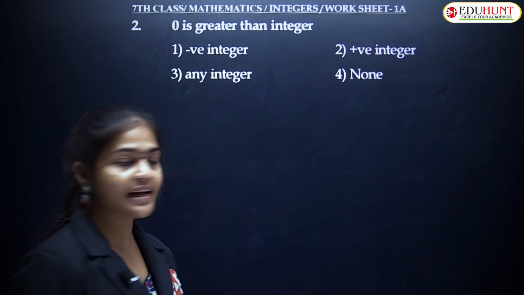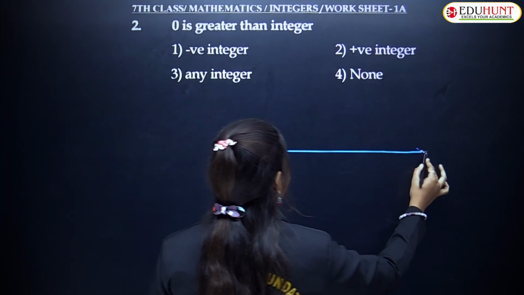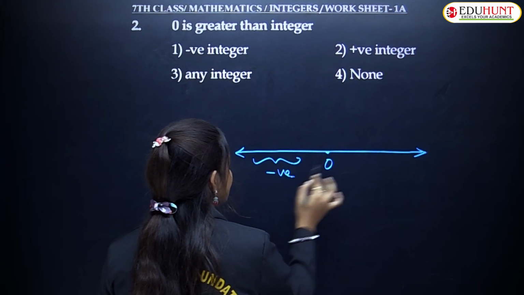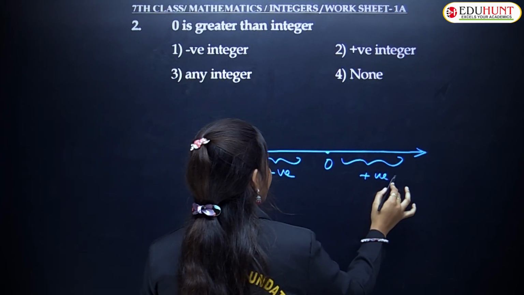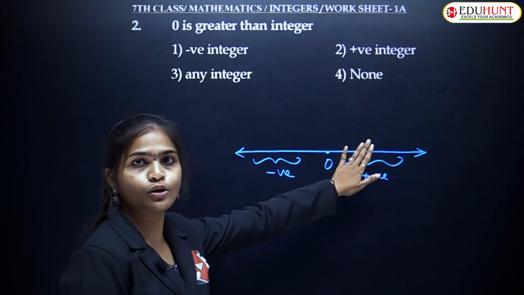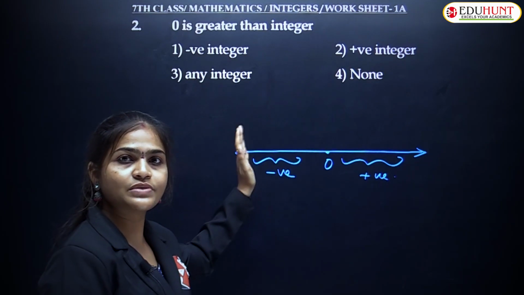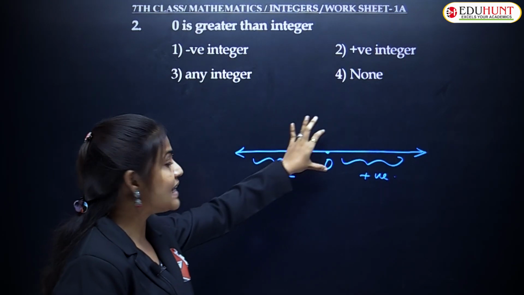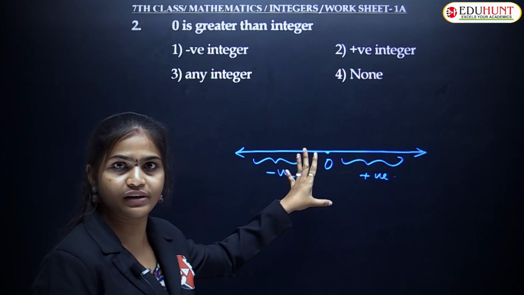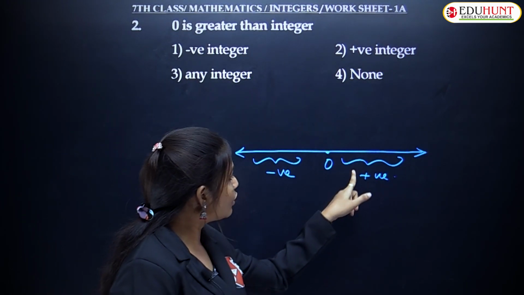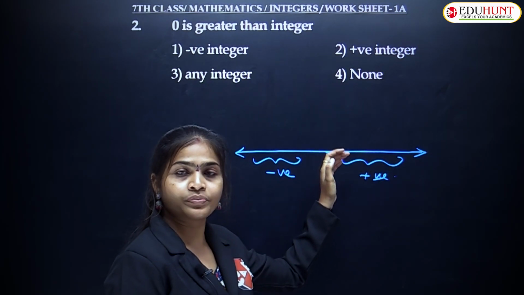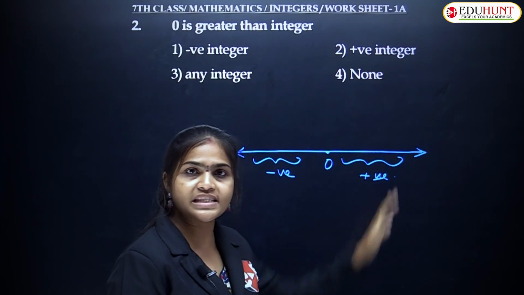0 is greater than. While you are observing the number line, here is 0, here are the negative integers, here are the positive integers. Right side of 0, all the values are positive. Left side of 0, all the values are negative. And right side values are always greater than left side values. So positive values are always greater than 0, which means 0 is always less than positive values.